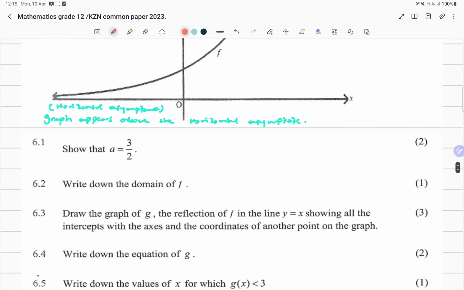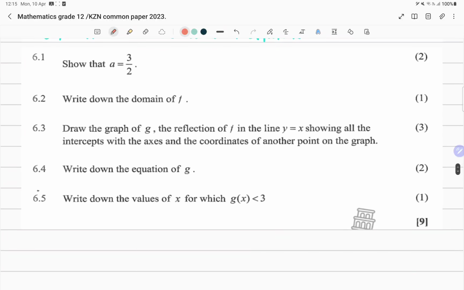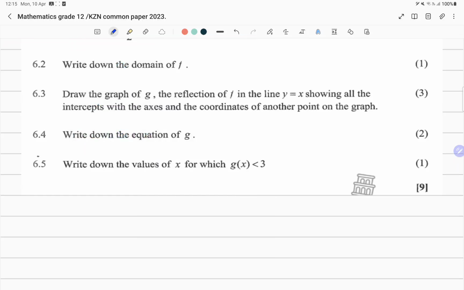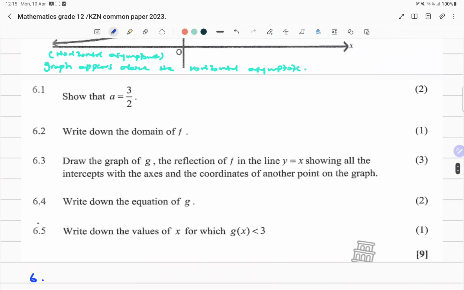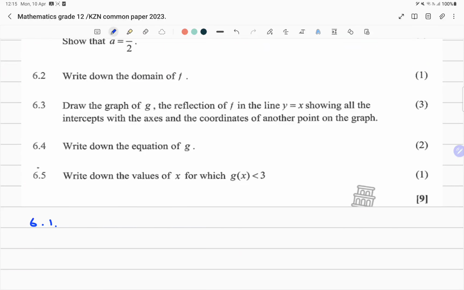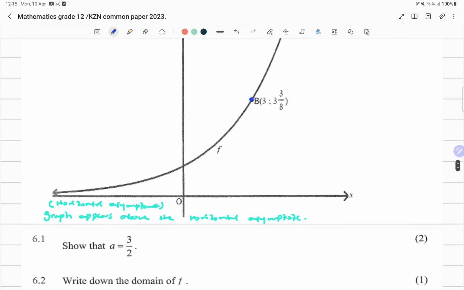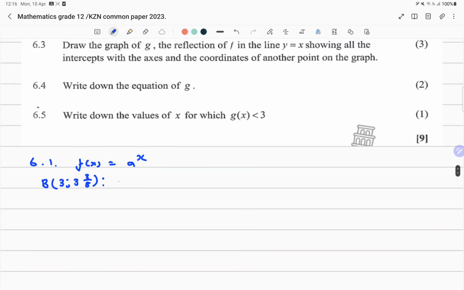So now it says show that a is 3 halves. Okay, we can do that easily. Yeah guys, time, and I've lost it more than I actually wanted to. 6.1. Okay, we know that f of x is a to the exponent x through point b, which was 3 is to 3 and 3 over 8. What do we know? We know that 3 and 3 over 8 is equal to a cubed.